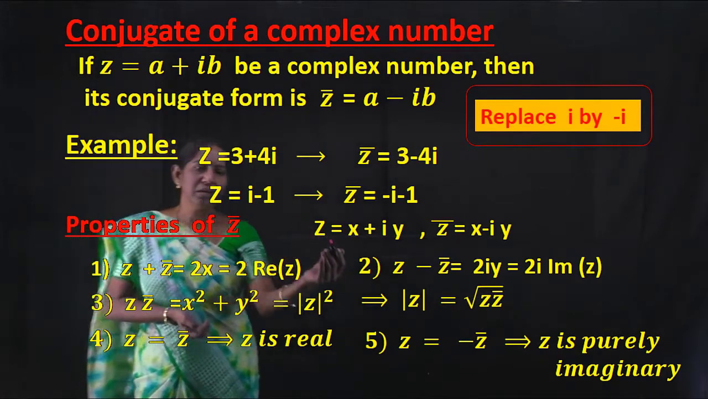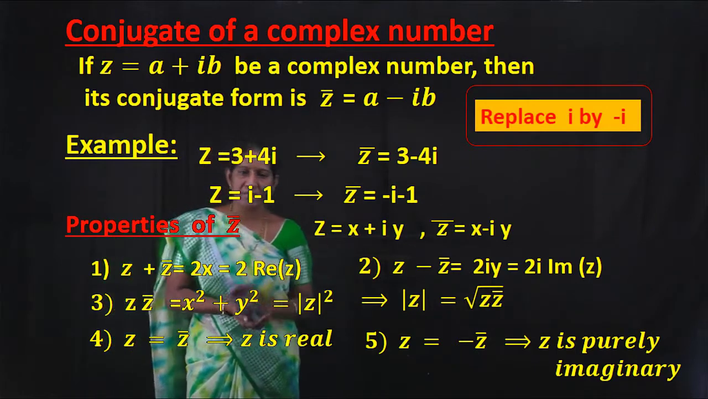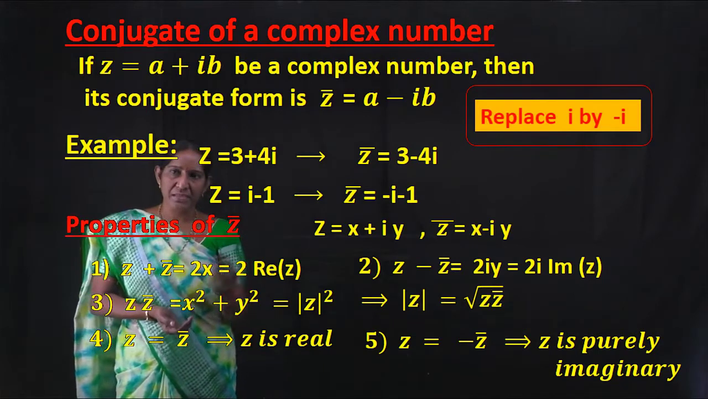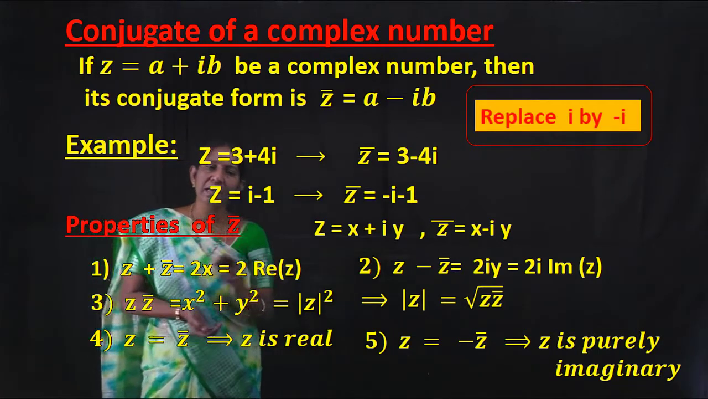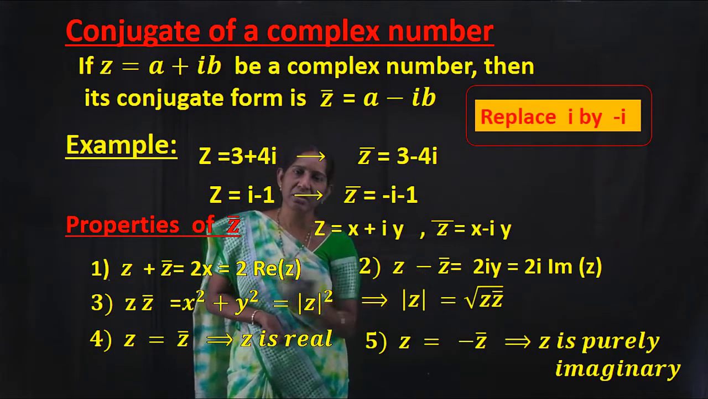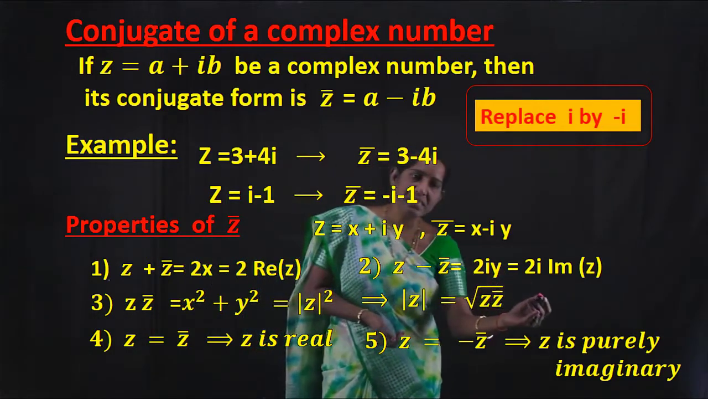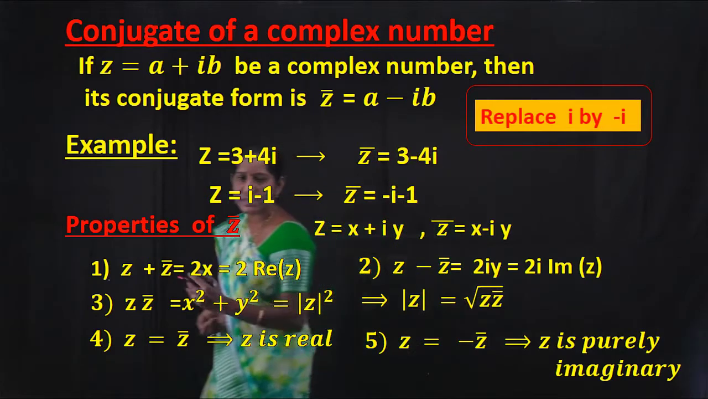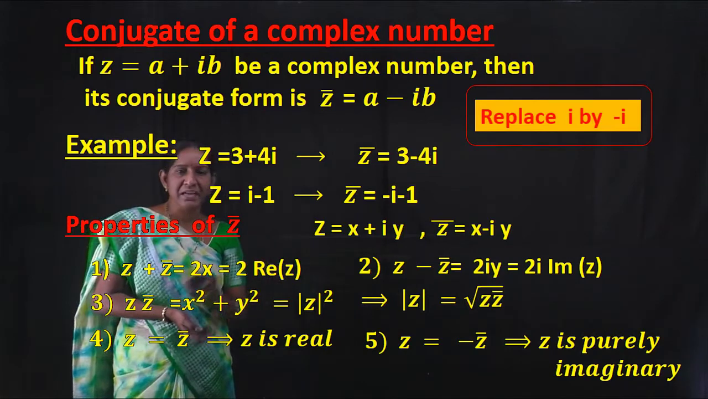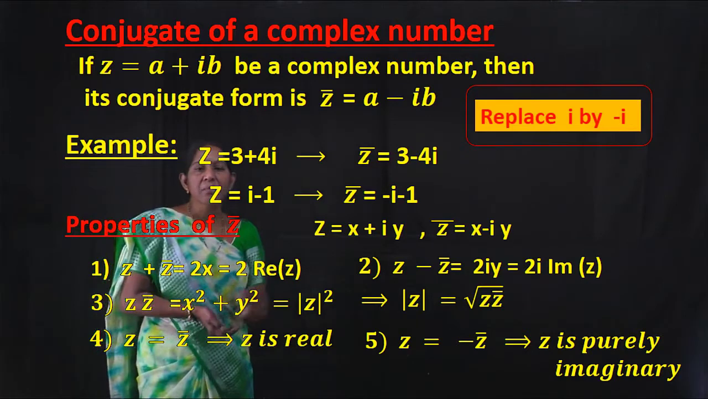Properties of z bar. Suppose z equal to x plus iy. Then z bar is equal to x minus iy. First one is z plus z bar, that is equal to 2x. So that is 2 into real part of z. And the second one is z minus z bar, that is equal to 2iy. So that is equal to 2i into imaginary part of z. And the third one is z into z bar, that is x plus iy into x minus iy. So that is equal to x square plus y square. So that is mod z whole square.